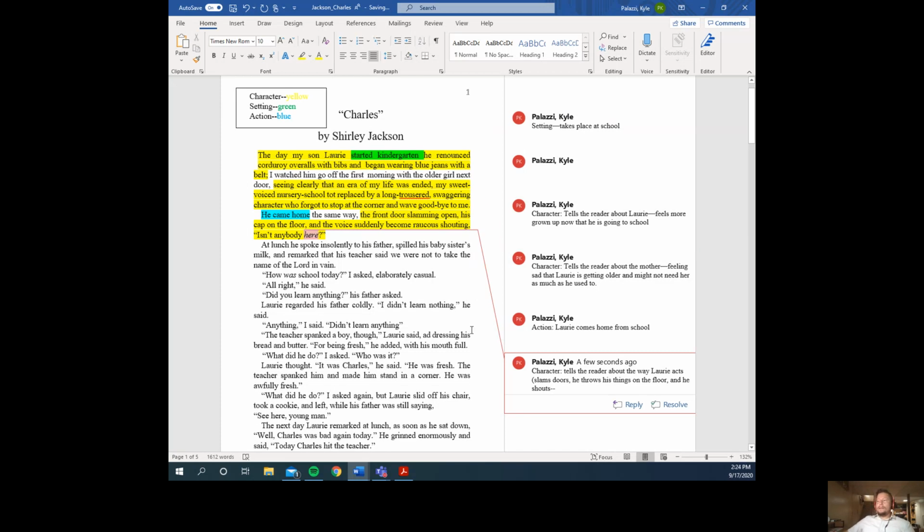So that gives us a little bit more insight into him as a character as well, because if he slams doors, throws things on the floor, and shouts, that could tell me that maybe he doesn't have such good manners, right? So again, this is characterization. This is all telling us about that character.